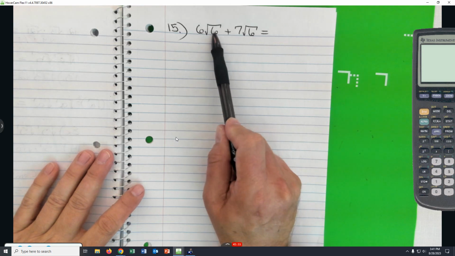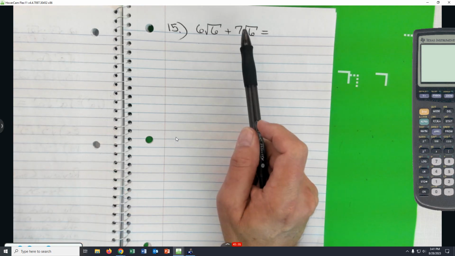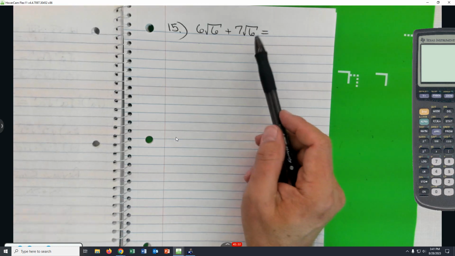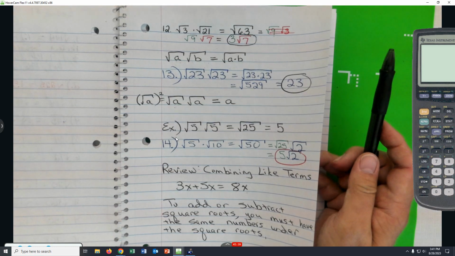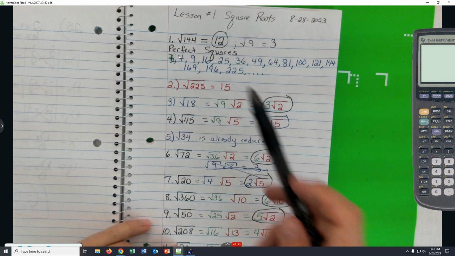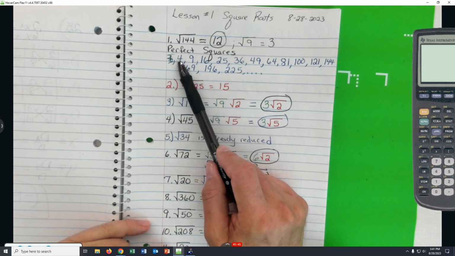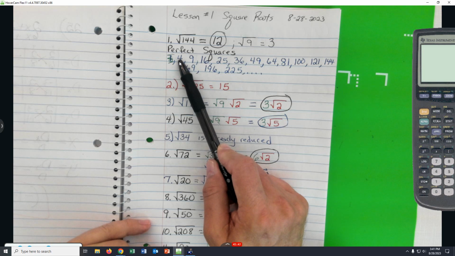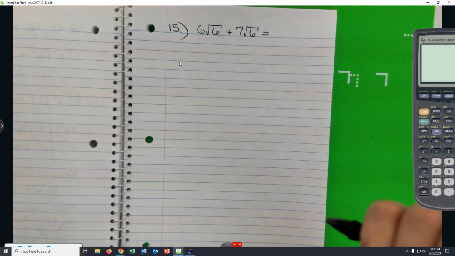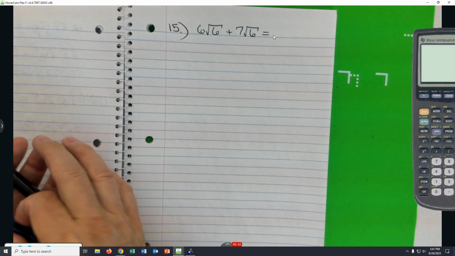Can the square root of 6 be simplified? If it can be simplified, we need to. Is there a perfect square that divides evenly into 6? What do y'all think? The only one smaller than 6 is a 4. Does 4 go in evenly? So you can't reduce the square root of 6. So we're going to keep that square root of 6.